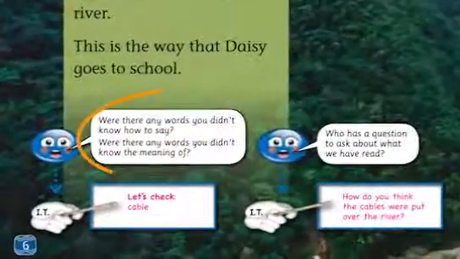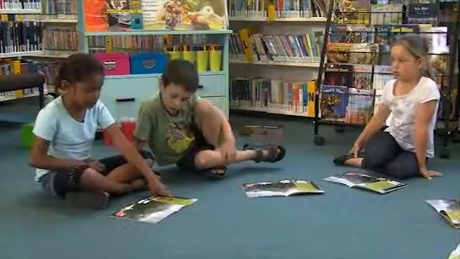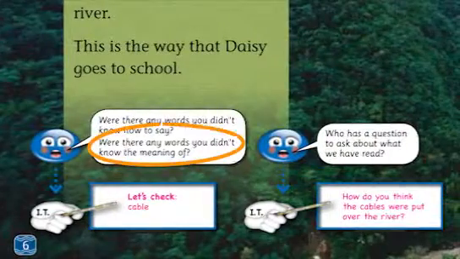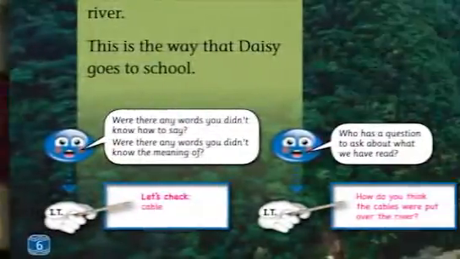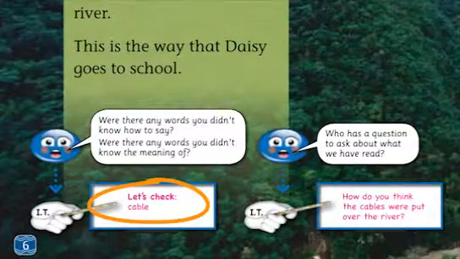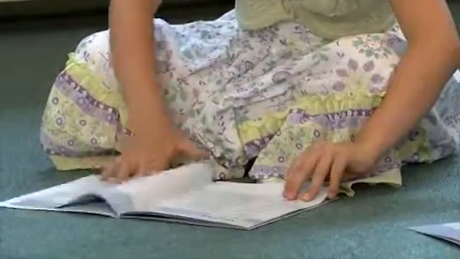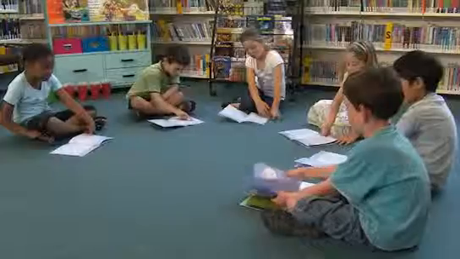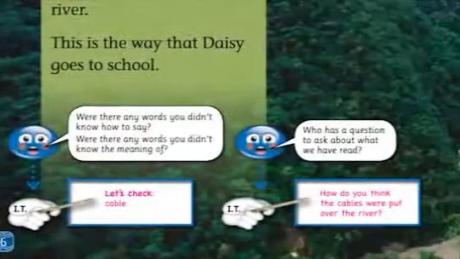Were there any words you didn't know how to say? Built. Were there any words you didn't know the meaning of? Cable. It's check cable. A thick, strong rope made of steel.